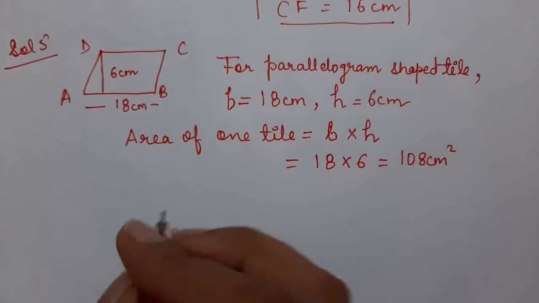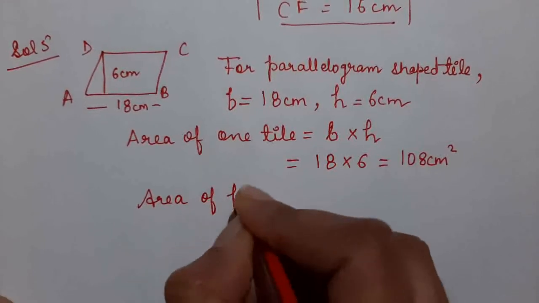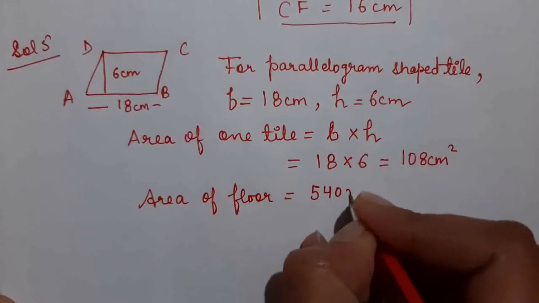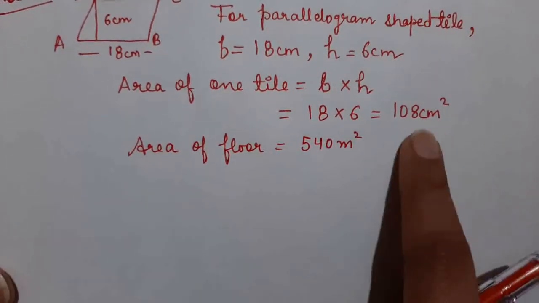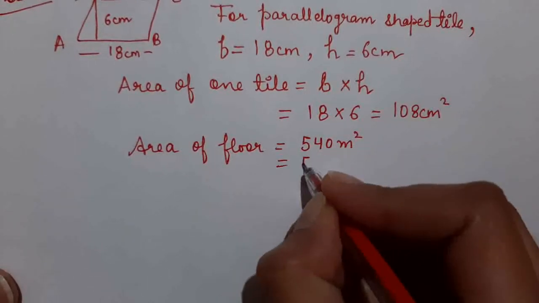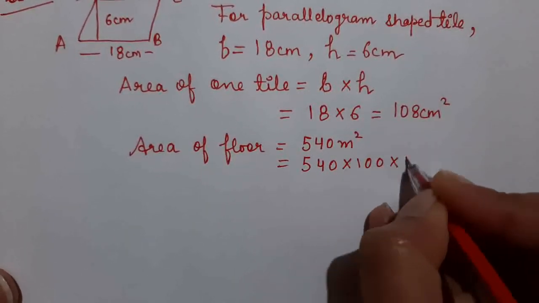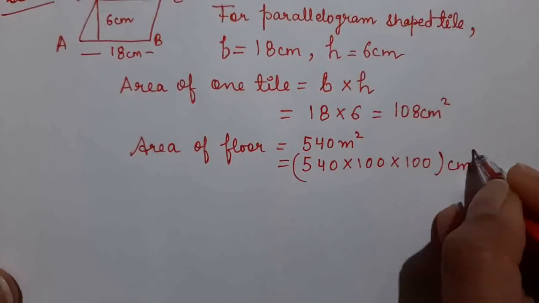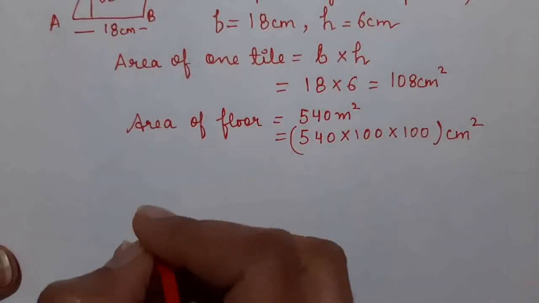and the area of floor is also given, 540 meters square. So area of floor equal to 540 meters square. Now you have to find the number of tiles. So this is in centimeter square, this is in meter square. So I am converting this into centimeter square. So 540 into 100 into 100 centimeter square. You can calculate it finally also and put the value like this also.